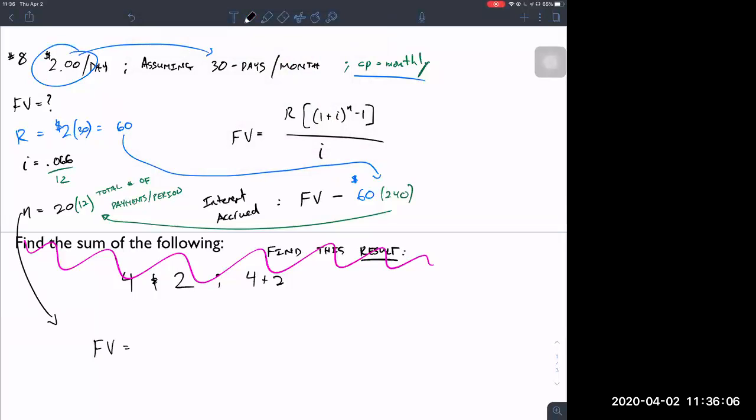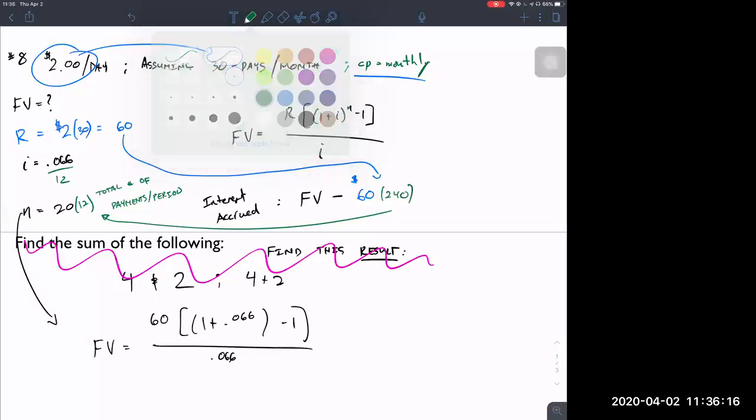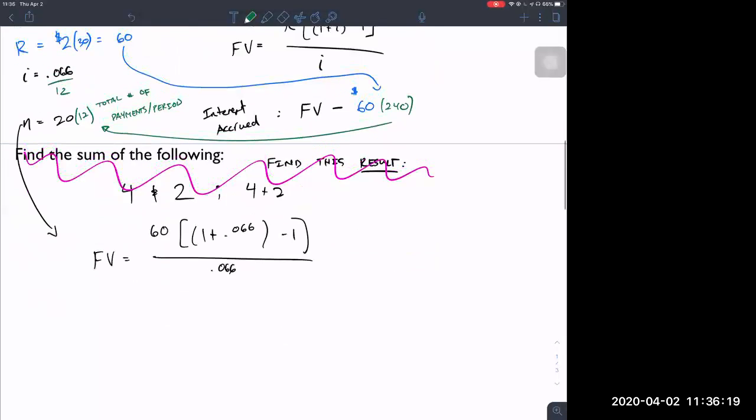Future value equals 60 times (1 plus 0.066) to the 240, minus 1. Does it look like that? Oh, I didn't include the -1 in the parentheses. Should I, like, when putting it into the calculator?